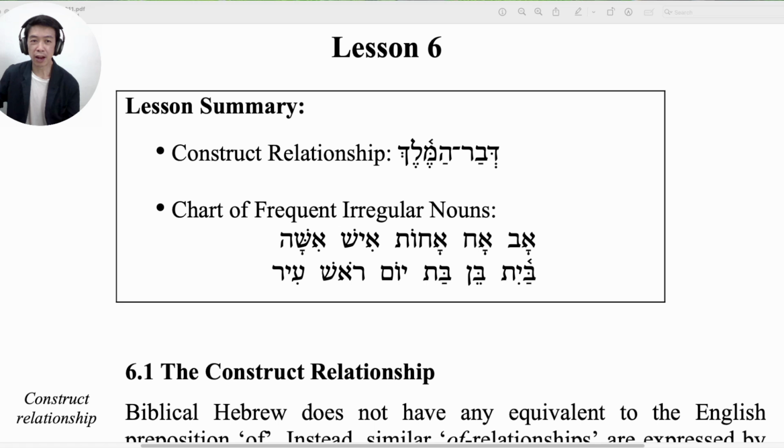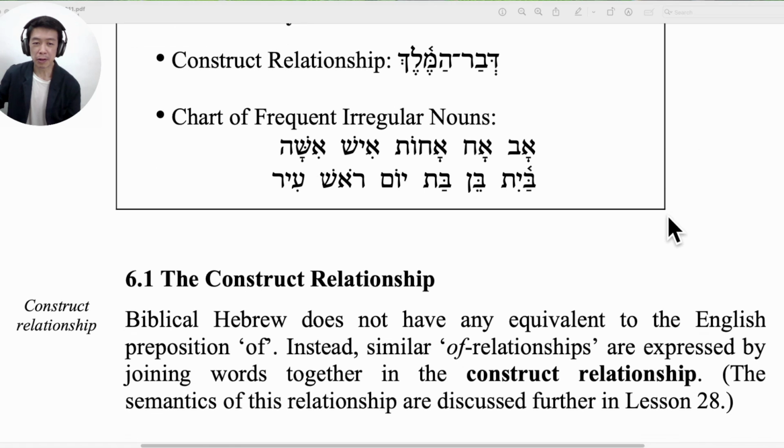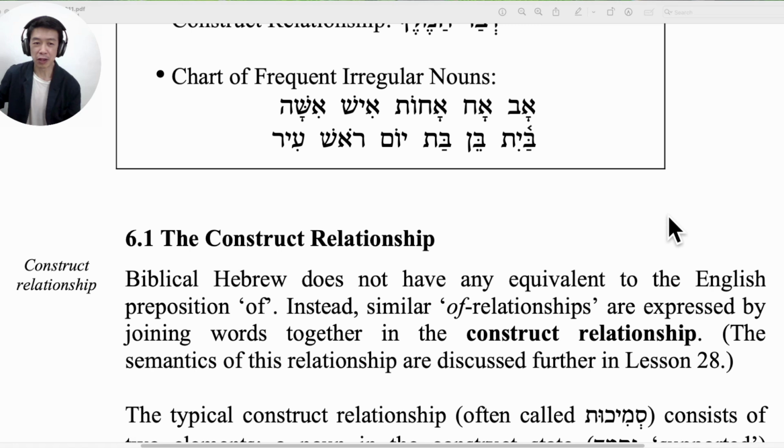We're going to take a look at the construct relationship and a chart of frequent irregular nouns. For the construct relationship, Biblical Hebrew does not have any equivalent to the English preposition "of." Instead, relationships are expressed by joining words together in the construct relationship.